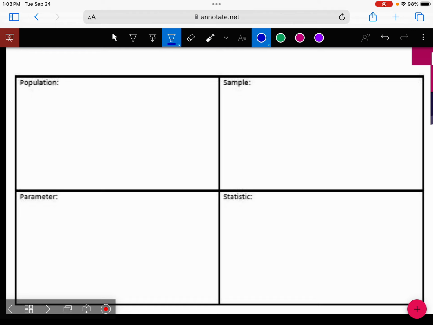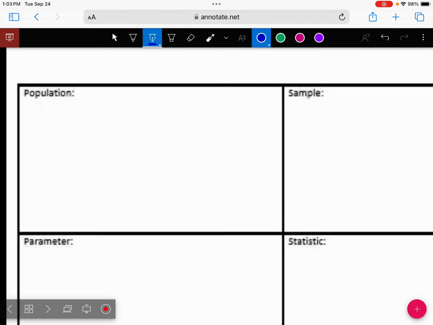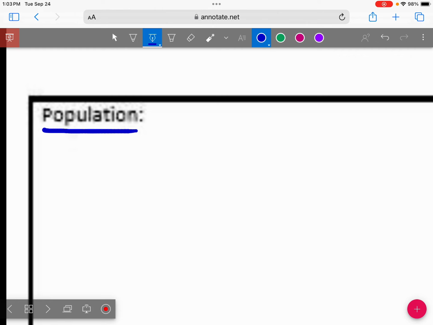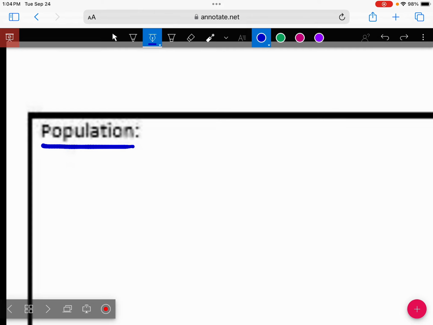So population, what do we think population is? What do we think of when we hear the word population? People. Is it a small group of people or a big group of people? Could be either, but more often than not, it's a big group of people. It could be billions. What our population is in relation to our data and statistics is the entire group we want to know about.